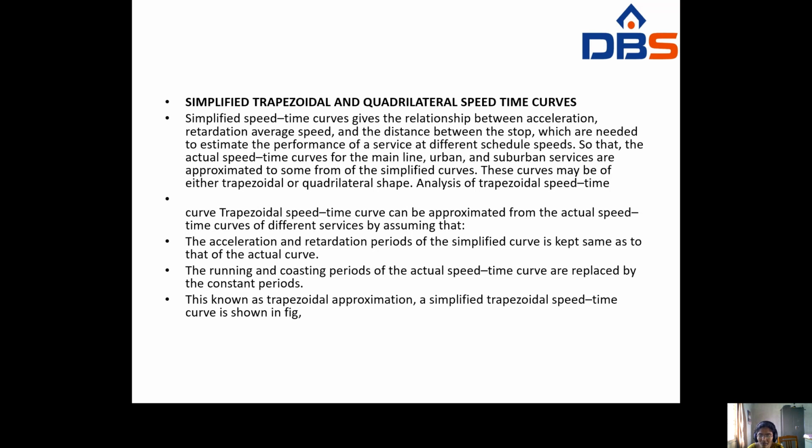The speed time curves are drawn with the speed of the train on the y-axis and time in seconds on the x-axis. From that, you have to find out how the train will work depending upon the speed time curves, which we have to discuss.